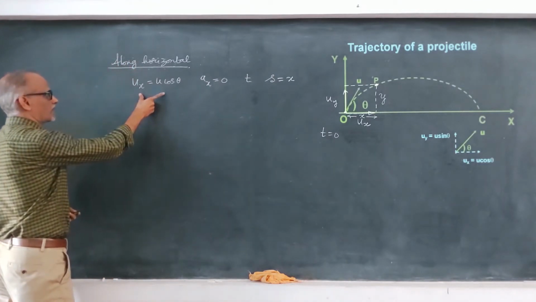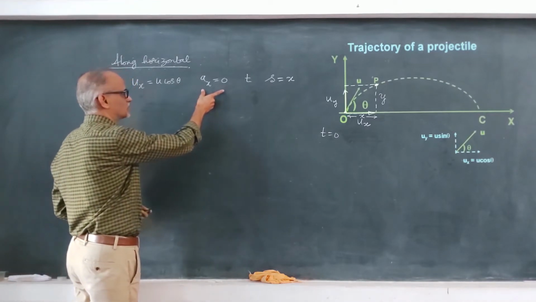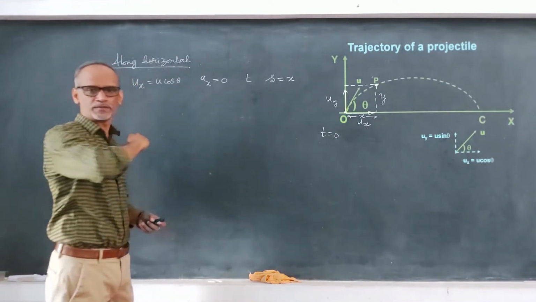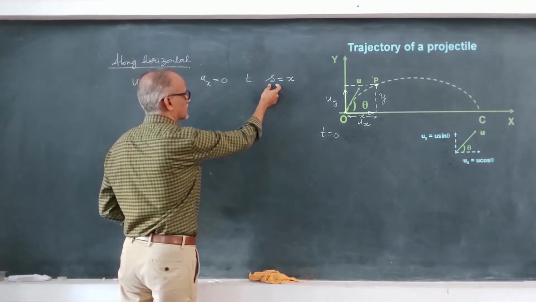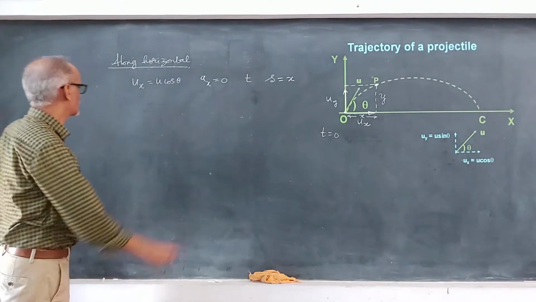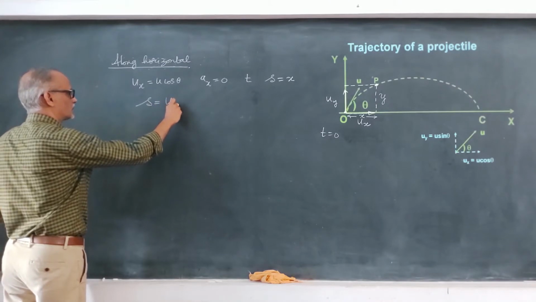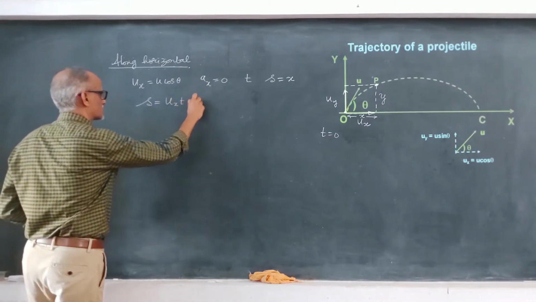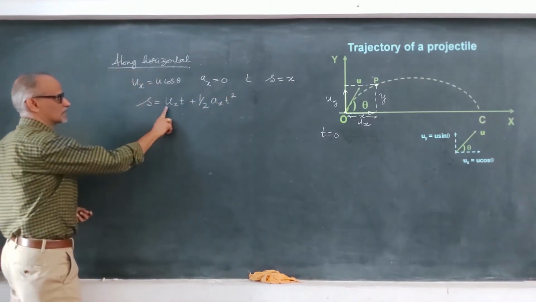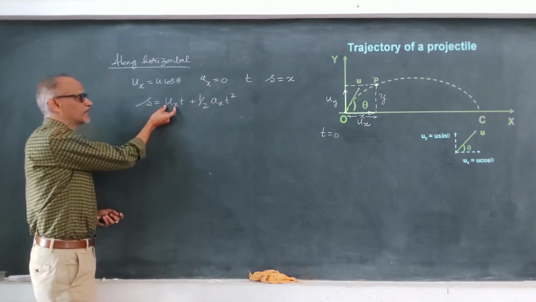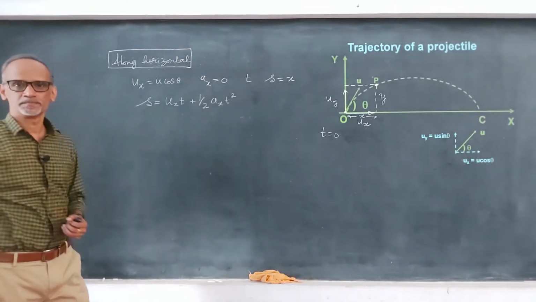This is the initial velocity, and this is the acceleration; there is no acceleration. What do you mean by no acceleration? The body moves with uniform velocity, and t is the time taken. The distance is equal to x. Now, if I use s is equal to ut plus half at square, you know this formula, right? Why am I writing ux? Because now we are writing the equation only for horizontal motion.